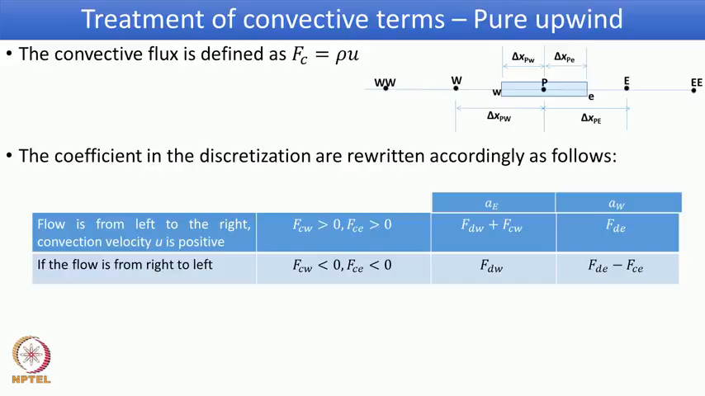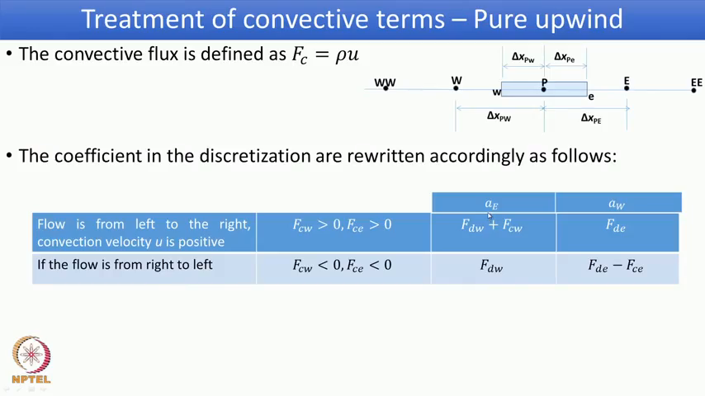Now, we have this switching. If the flow is from left to right, then we take the upstream node. If the flow is from right to left, you take the corresponding upstream node. In a problem, you have some regions where the flow is from left to right, and in some other regions you have flow from right to left. Using the same code, we should have a provision to check the convection velocity direction and switch to the corresponding upstream side, and that is explained in this slide.